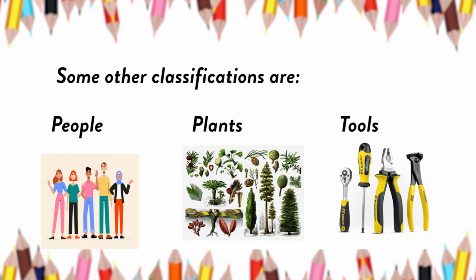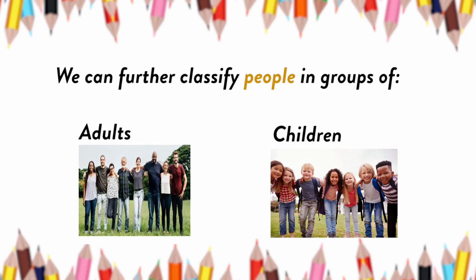Now, for the group of people, we can further classify or break that large group of people into two other smaller groups. We can classify some of the people from that larger group into the group of adults. And we can also classify some of the people from the larger group into a group called children. So these are two other groups that we can classify people into. They could either be adults or they can be children.